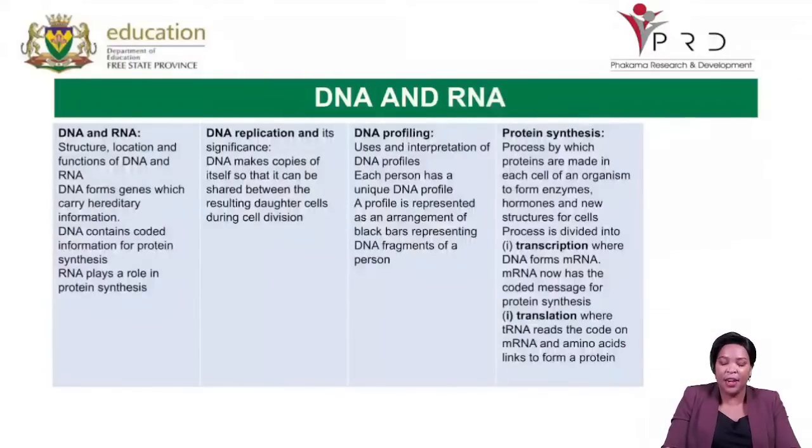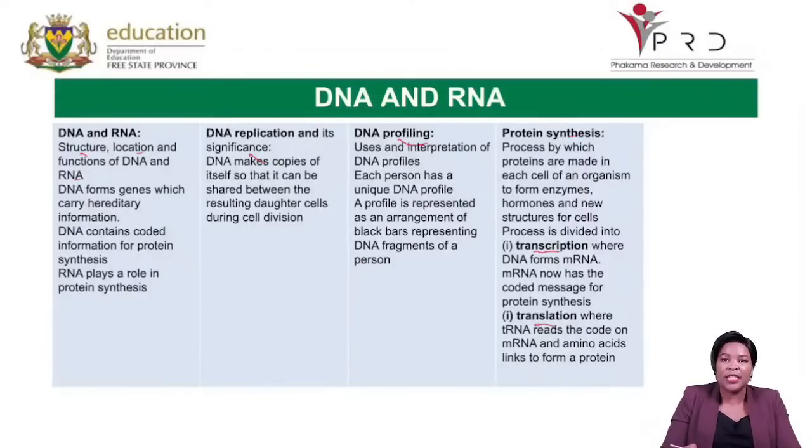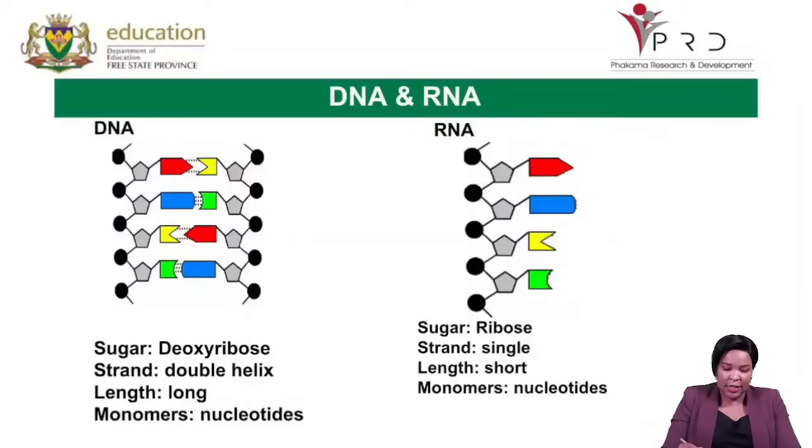Right, for DNA and RNA, the scope or the content that you need to study is obviously the structure, the location, the function, remember. And then DNA replication and its significance, you need to remember that. DNA profiling also forms part of that. Then protein synthesis, the 2 stages, that is transcription and translation. You must be able to describe what is happening in those processes. So we're not going to waste more time talking about what you need to do. We rather just get on with it and get started.